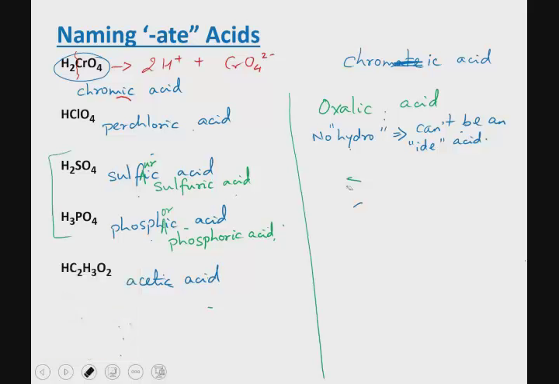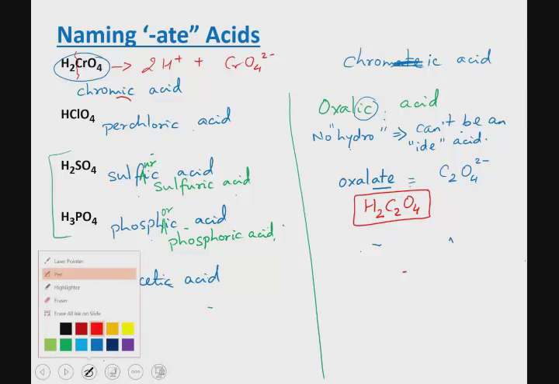Okay, that's hint number one. Hint number two is that the first word of the acid is ending with an -ic. Since there is no hydro and the suffix is -ic, it means that the anion coming from this acid is oxalate. And now you have to remember the polyatomic ions that you were asked to memorize from your book. Oxalate is C2O4 2 minus. If that is the case, the chemical formula of oxalic acid will be H2C2O4.